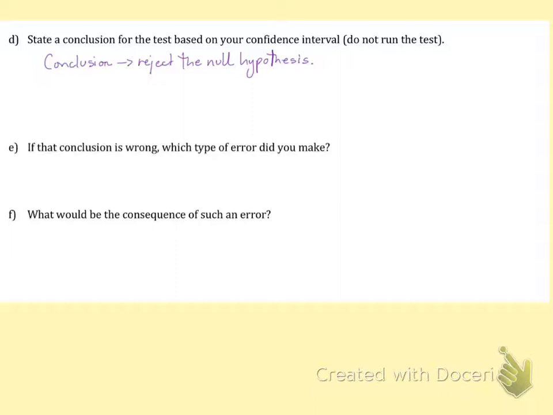0.05. It says, if that conclusion is wrong, what type of error did you make? In chapter 16, you learned about type 1 and type 2 errors. A type 1 error occurs when you reject the null hypothesis, but it actually turns out that the null hypothesis was correct. And since our conclusion here was to reject the null hypothesis, it means that we could be making a type 1 error.